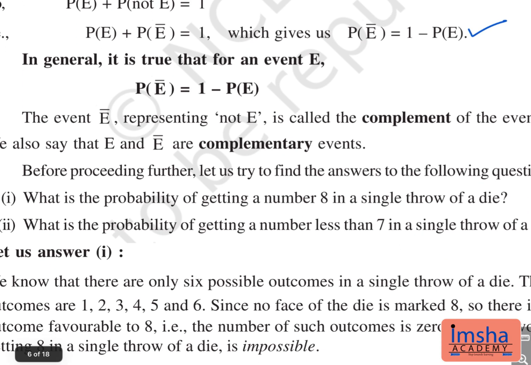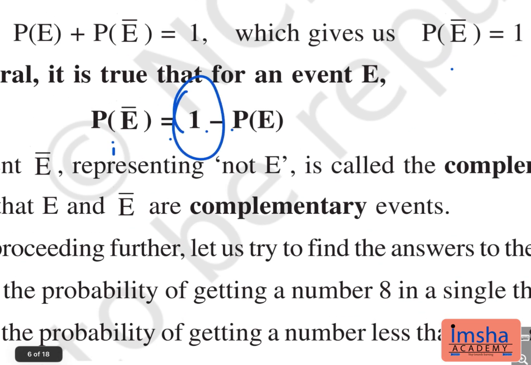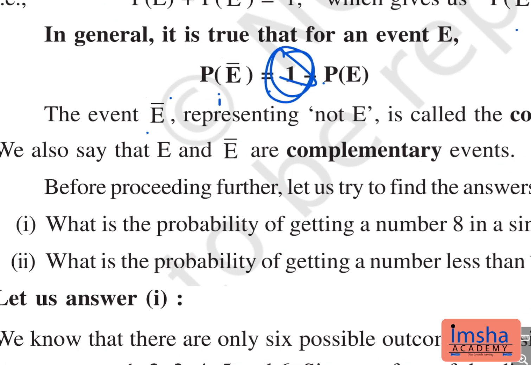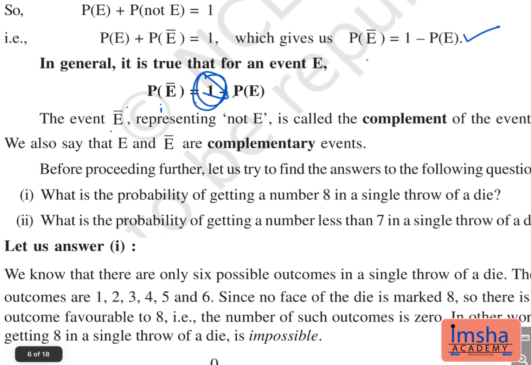So the probability of not happening the event is equal to 1 minus P of E. In general, it is true that for an event E, P of not E is equal to 1 minus P of E, because we know that total probability is 1. So from total probability, if we remove the probability of happening the event, then what is remaining? The probability of not happening the event. I hope it's clear. So event E bar, representing not E, is called the complement of the event. We also say that E and E bar are complementary events.